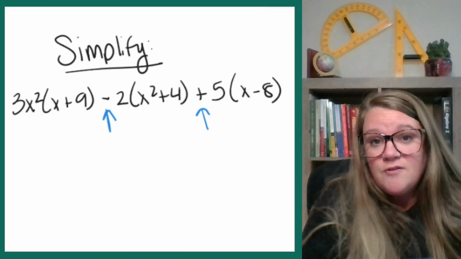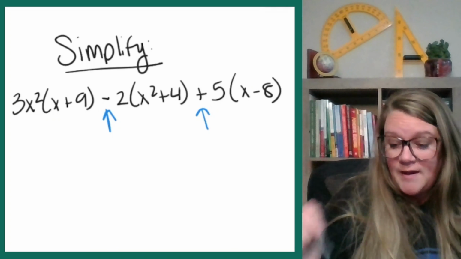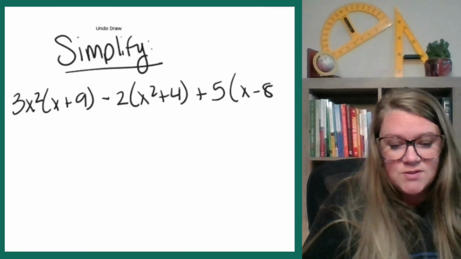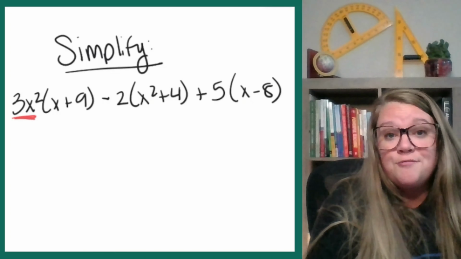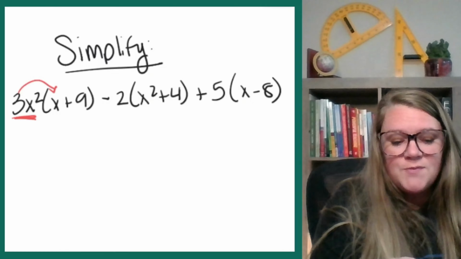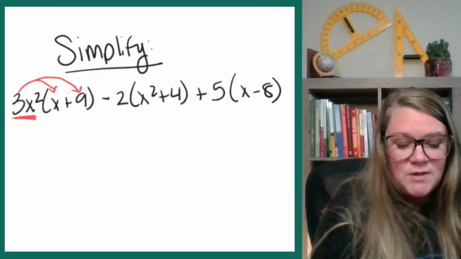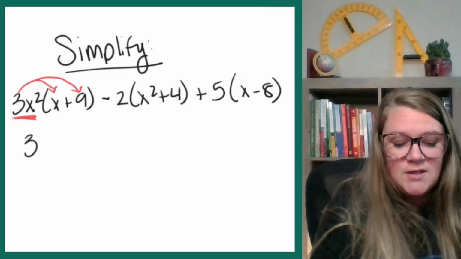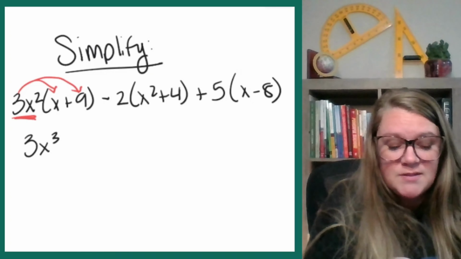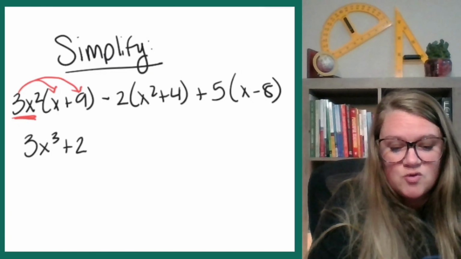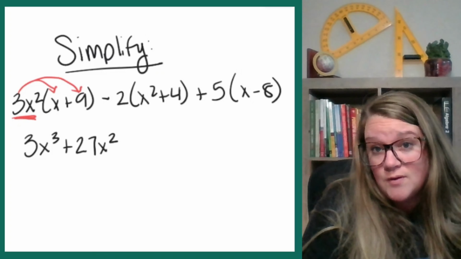So we're just going to start from left to right, and we're going to do any distributing that we have first, and after that we will combine our like terms. So let's start with our distributing. The first one, we're distributing a 3x squared just into the first parentheses right here. So we're only distributing that one twice. So 3x squared times x will give me 3x to the third power. 3x squared times a positive 9 will give me a plus 27x squared. And that's all for that one, okay?